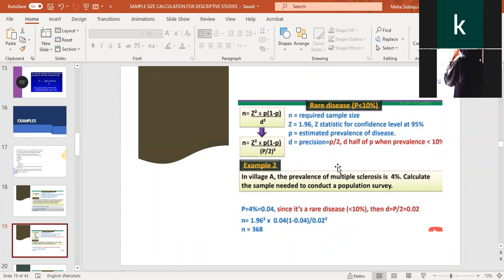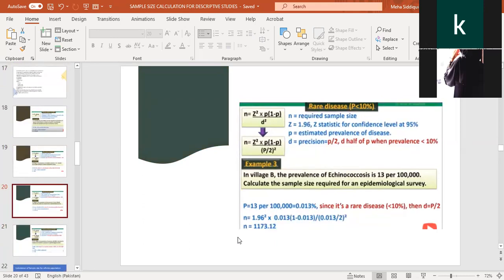Now, example, in village A, the prevalence of multiple sclerosis is 4%. Again, you can see that prevalence is less than 10%, disease is very rare. So while calculating the sample size, we will use this formula, and where prevalence is 4% or 0.04, and Z value is 1.96. Again, putting all these values in this formula, we get the sample size of 368.